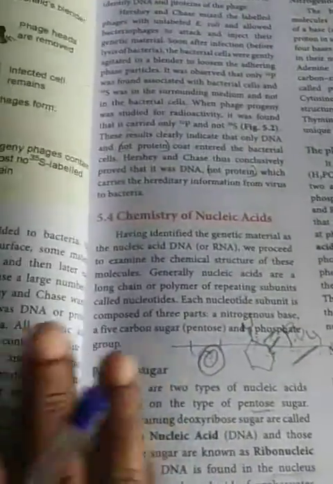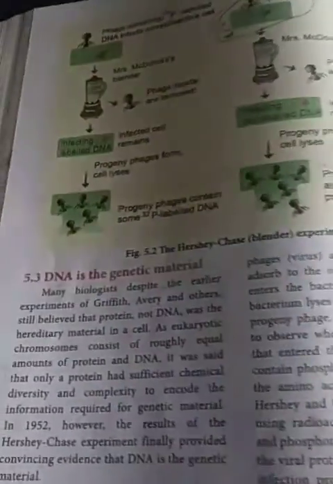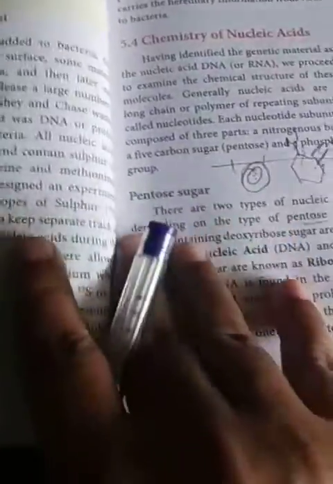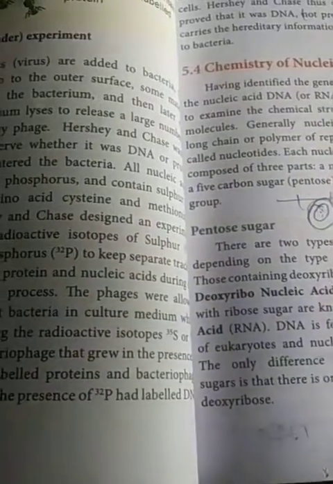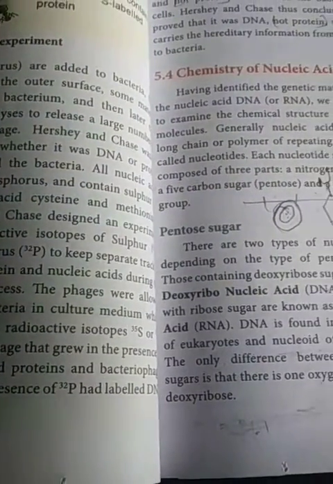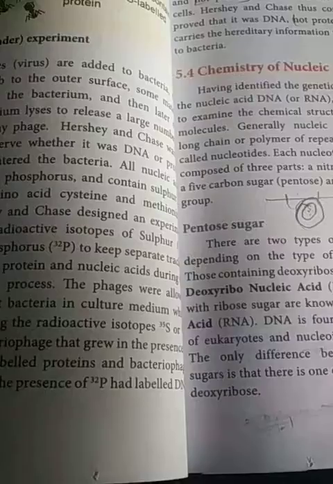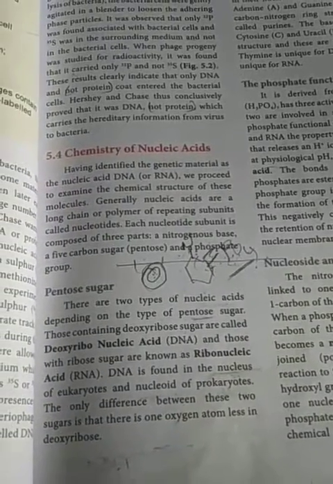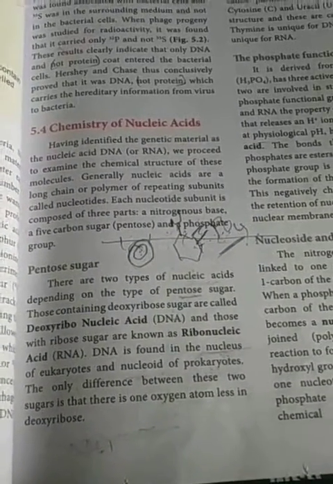Then we discussed the Avery et al. experiment about DNA as the genetic material. Like that, the Hershey and Chase experiment also shows that DNA is the genetic material. Then DNA is made up of nucleic acid. There are two types of nucleic acid: deoxyribonucleic acid and ribonucleic acid.